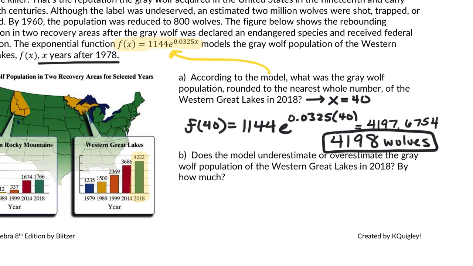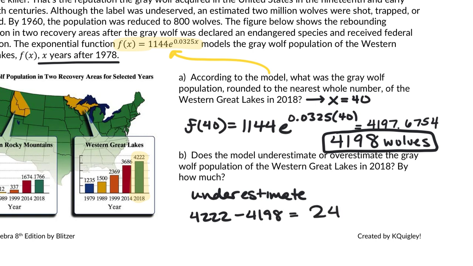4,222 wolves. So since the chart shows 4,222 and our formula gave us 4,198, did we overestimate or underestimate the number of wolves by our model? We didn't get enough, right? That means that our model underestimated the population. And by how much? All we have to do is 4,222 minus 4,198, and we would get 24 wolves.